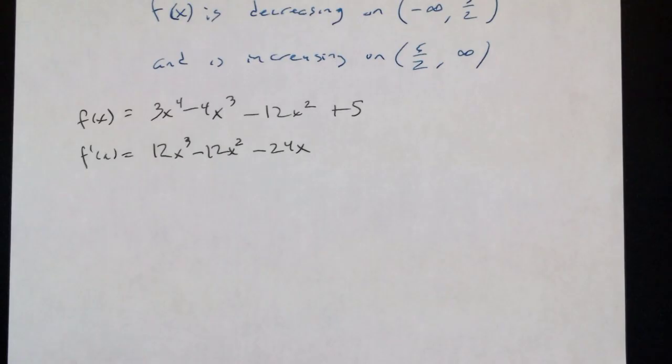Now I'm going to tell you up front, this problem's rigged. Same as last time. My derivative is a polynomial. Therefore, it exists everywhere. The only kind of critical number I need to worry about is where it's equal to 0.